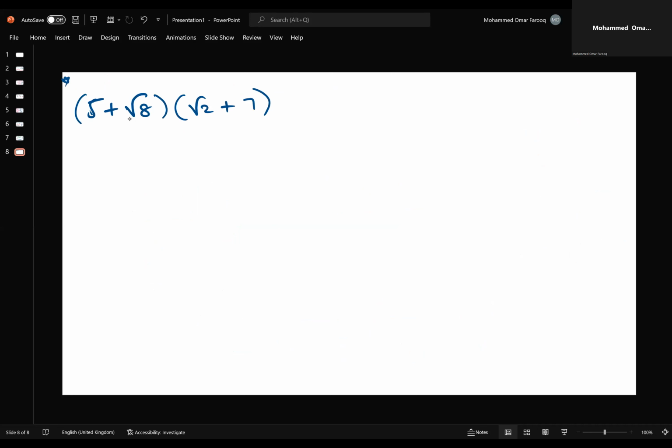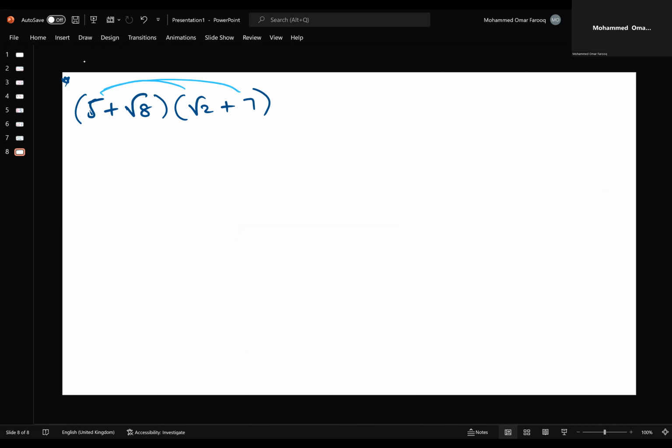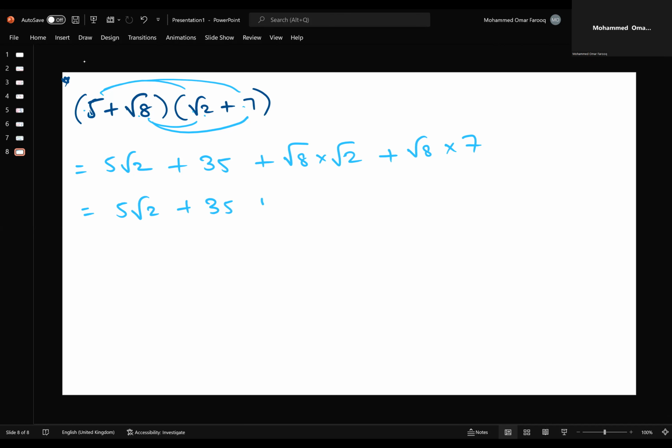So we already know how to multiply. Do we know or not? 5, you distribute it to both terms, and root 8 you distribute to both terms in multiplication. 5 into root 2 is 5 root 2, plus 5 into root 7 is 35, plus root 8 into root 2, and root 8 into 7. Now listen, it is 5 root 2 plus 7 root 8, plus 35. See what happens here?